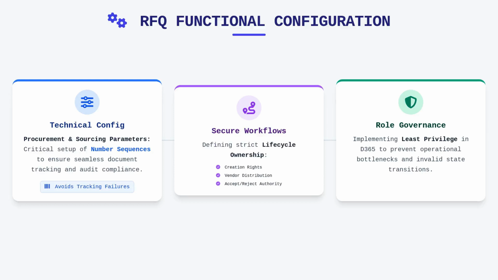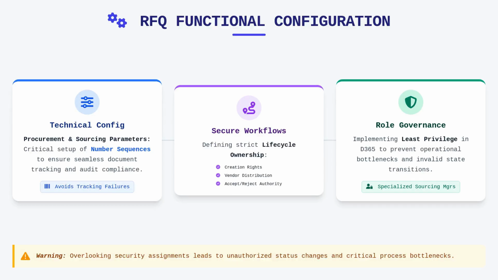Security roles in Dynamics 365 are granular, and you should ensure that the principle of least privilege is applied so that only the appropriate sourcing managers have the capability to finalize a purchase order from a bid. Overlooking these security assignments often leads to operational bottlenecks, where unauthorized users accidentally move requests into invalid states.